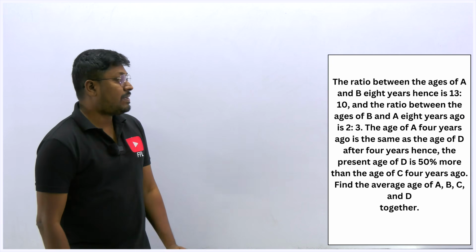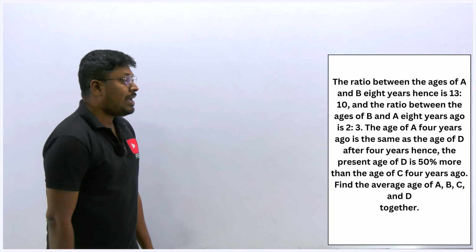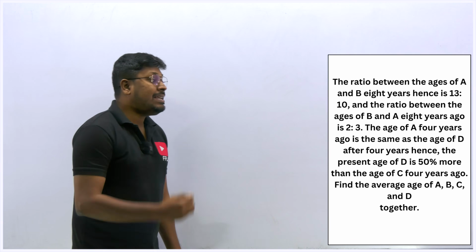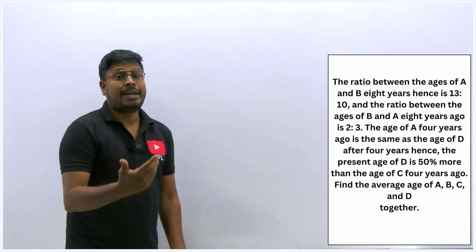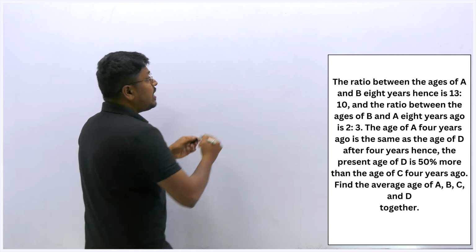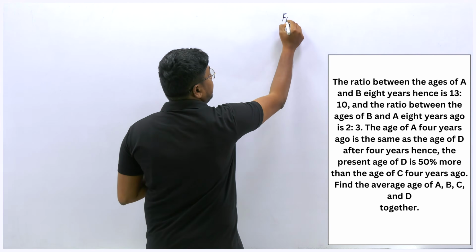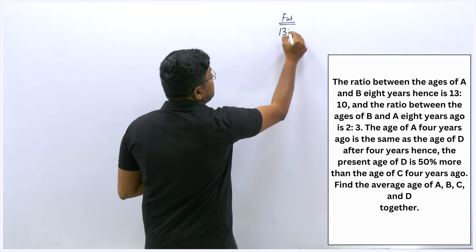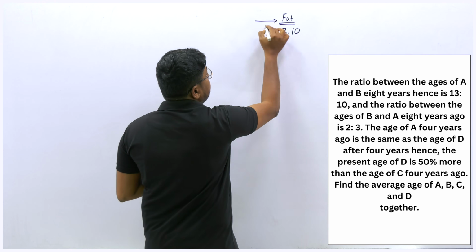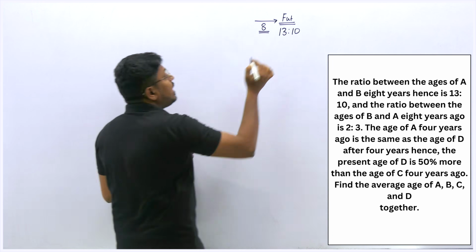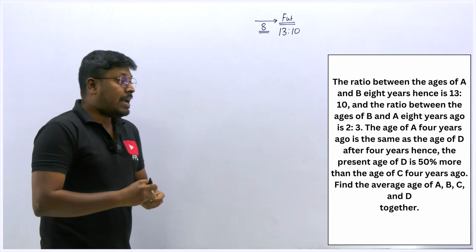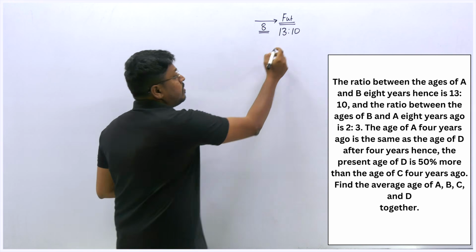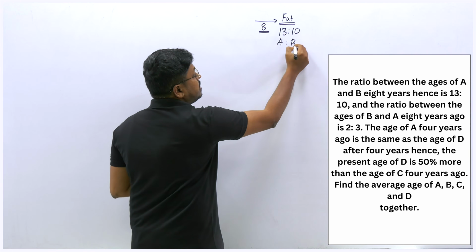Now according to the first point, the ratio between the ages of A and B 8 years hence. That means they're talking about the future. So a future ratio has been given, and that ratio is 13:10, 8 years hence. It means after 8 years, they're talking about the future. And this ratio is for A:B.